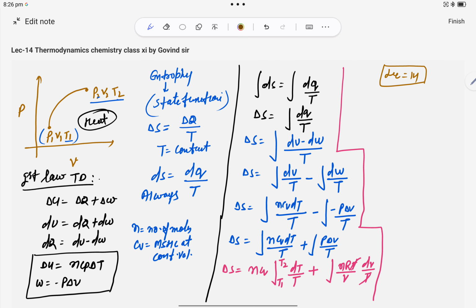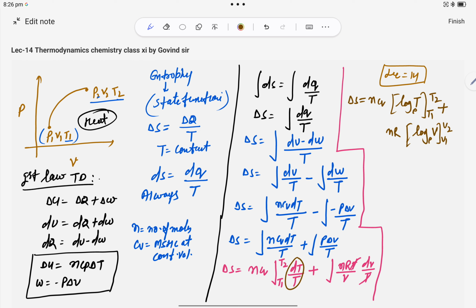Now what you can write, children? Delta S is equal to nCV, this integration. So what it will be? Log T base e, T1 to T2, plus nR is again constant, then dV upon V, then what you can write? Log V base e, V1 to V2.